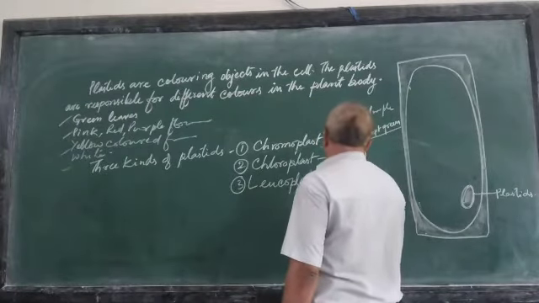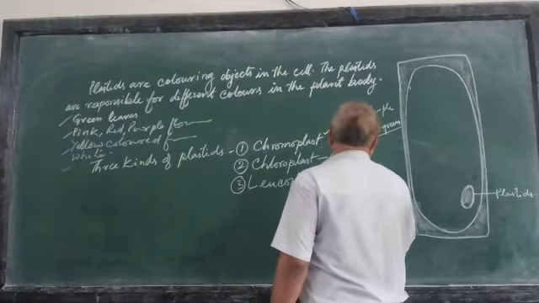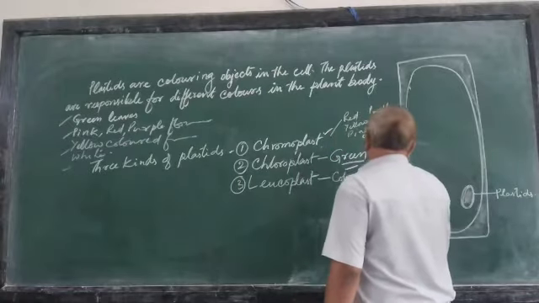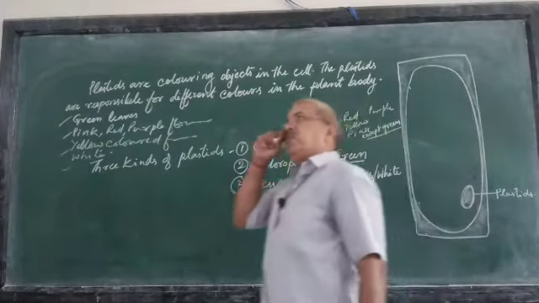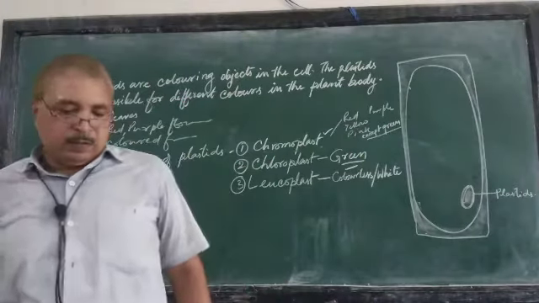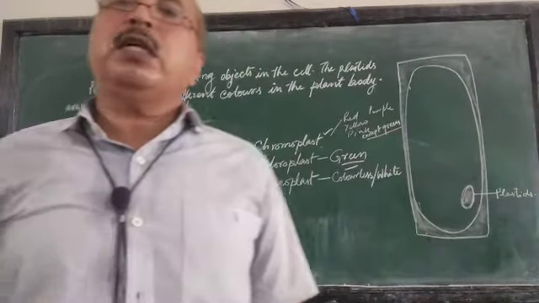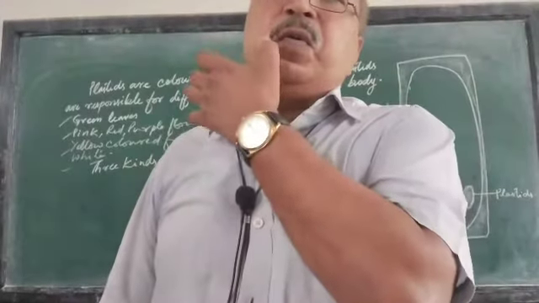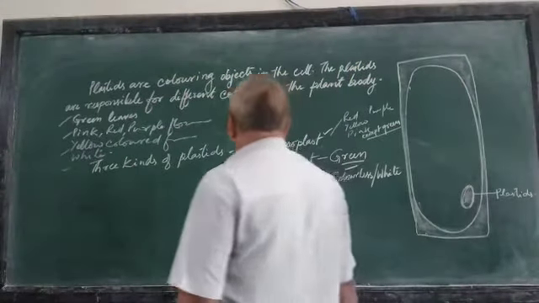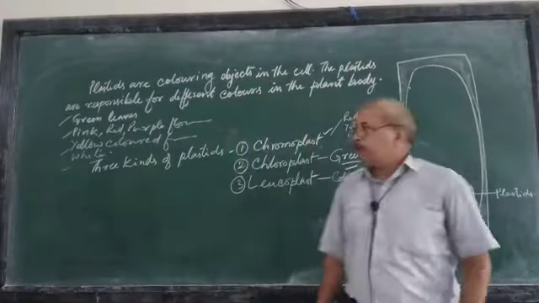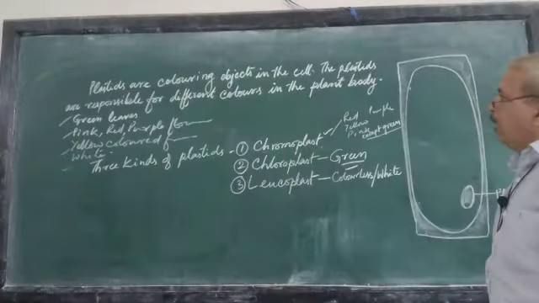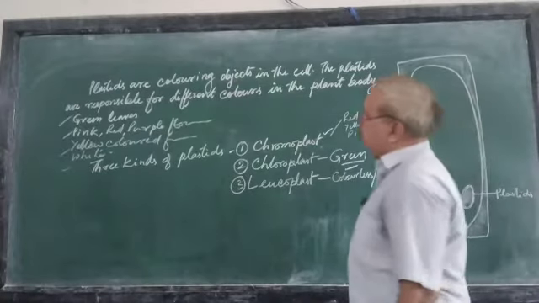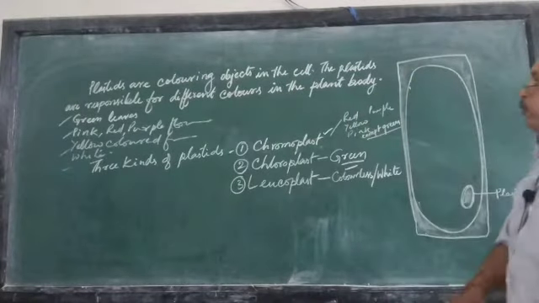It is responsible for colorless or white color, the white parts. Suppose some flowers, say jasmine, is white in color. So who is responsible for this? Leucoplast. Clear? So plastids are coloring objects in the cell, and they are responsible for the different colors in the plant body.